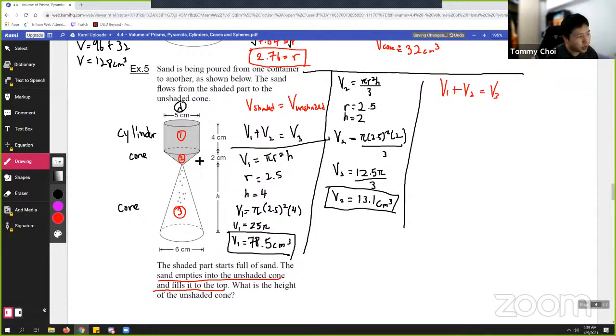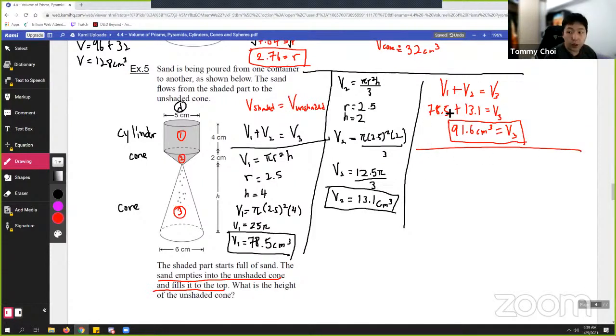Because the question is to find the height of the cone, so we want to find volume 3. So volume 1 is 78.5. Volume 2 is 13.1. And that's going to be volume 3. Adding these together, I get 91.6 centimeters cubed is equal to volume 3. That's beautiful. That's what we want. We need this. Okay?